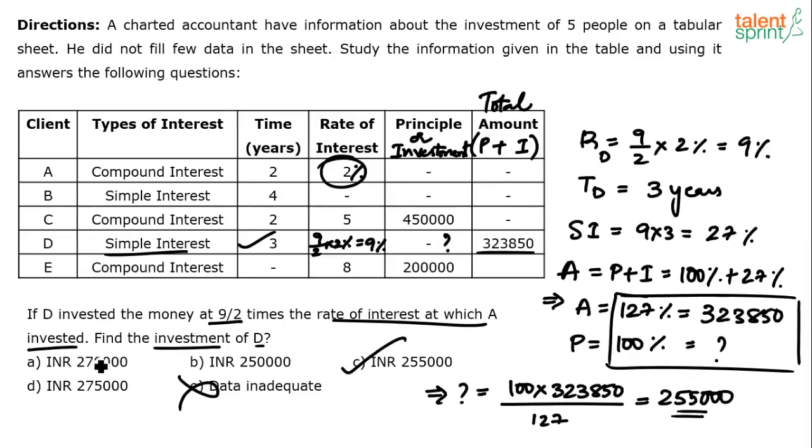But the point is, the digital root for option A is 9. Digital root for option B is 7. Digital root for option C is 3. Digital root for option D is 5. And option E is eliminated because it says data inadequate. Data is not inadequate. We can calculate the answer, right? So since the digital roots are all different here, there is a high chance that I can solve the question without doing the actual calculation, without doing the actual simplification.